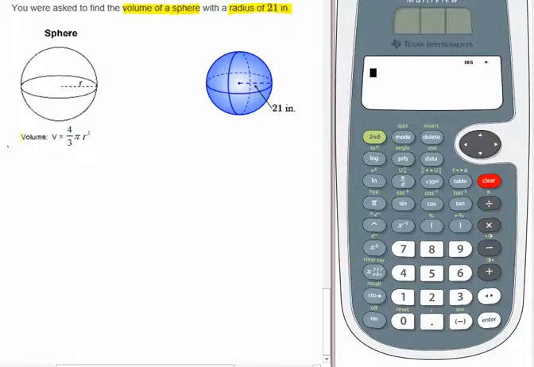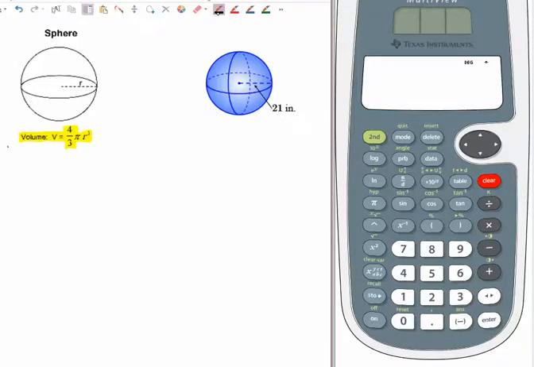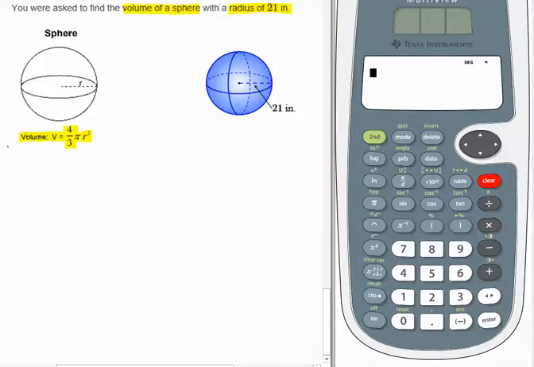Now I wrote down this particular version of the volume of the sphere. This might be a little bit hard to read, so I'm going to copy down the formula again. I always suggest copying down the formula anyway. So the volume of a sphere is equal to 4/3 times pi times the radius cubed.